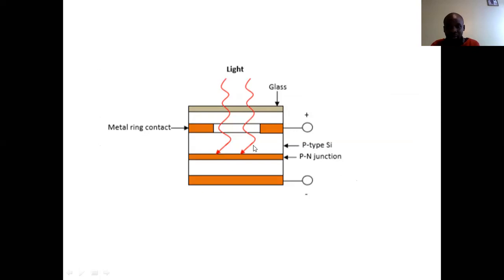Remember, at the P type, we have the negative ions. At the N type, we have the positive ions. So as the recombination is taking place, an electric field is created, which pulls these electrons to flow here, and some of it can go to the external circuit. You can see the external circuit can be connected through the P and the N, and the current can flow through the external circuit.